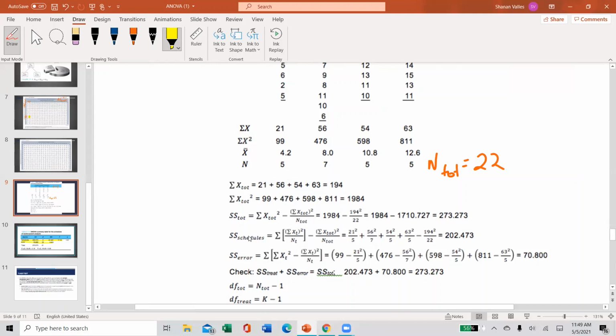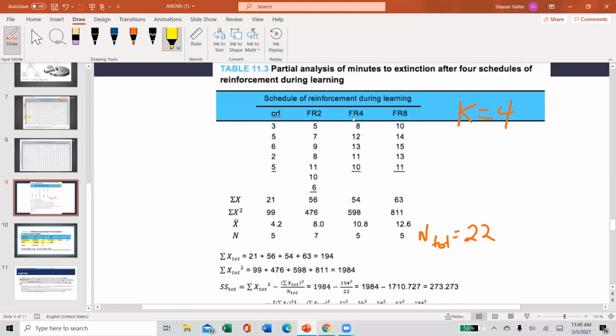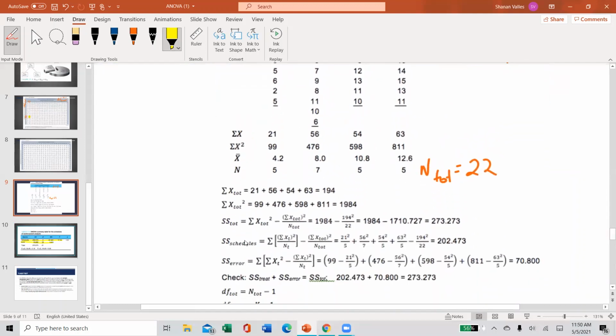Okay, here is our SS treatment, right? But they say schedules because it's our groups and we're looking at the different schedules of reinforcement, okay? And this formula looks a little complex. It's a big sum, right? So it's saying add up what all is inside of here, okay? And when we see these little t's, this is telling us to do this for each group. So the sum of x for group A squared divided by n for group A, and then you're going to add it and do it for group B, and you're going to do it for group C, and you're going to do it for group D.